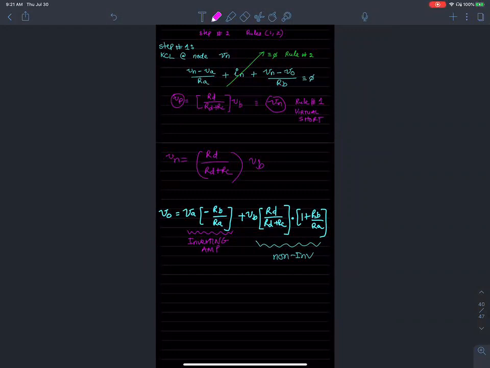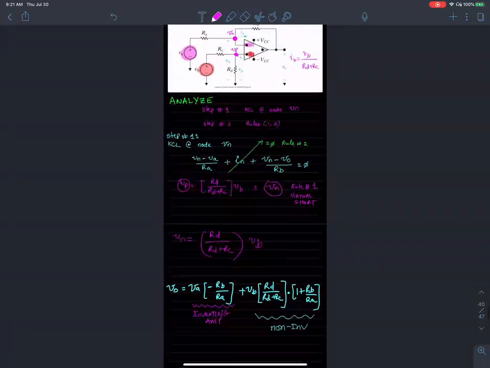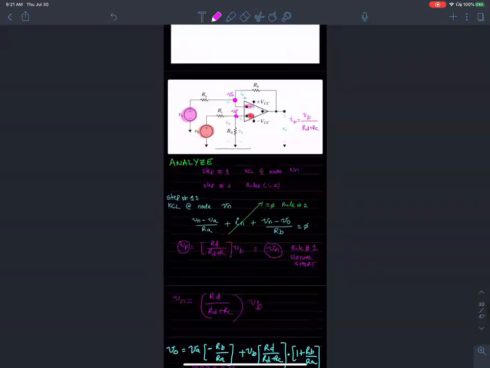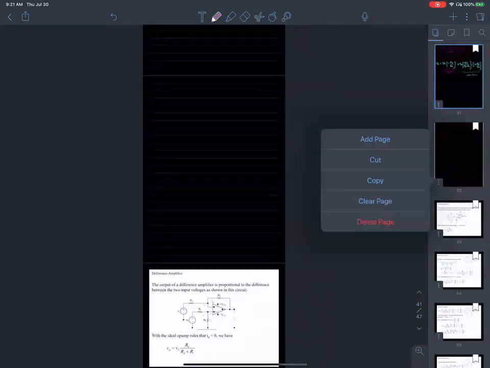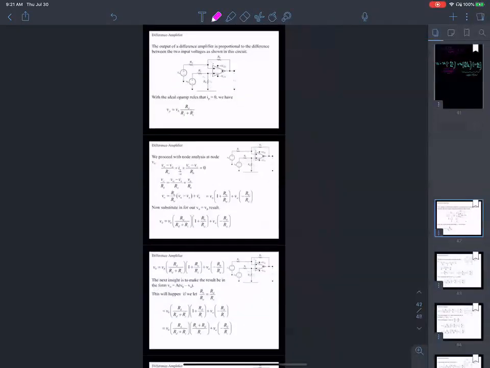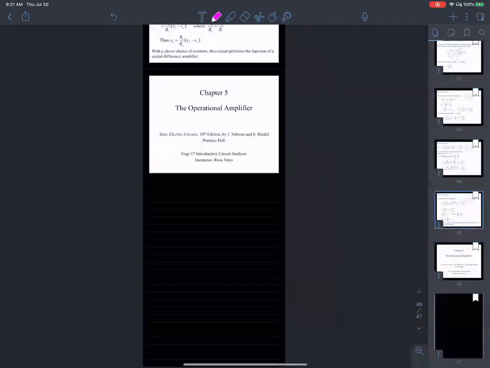Okay. Let me see if I can solve one problem. Let me see if I can pick a problem that appears a little complicated. It's still the difference amplifier. Let me see if I can delete this page. We have time for at least one problem. So let's see, at the very end, I'm going to add an example problem.